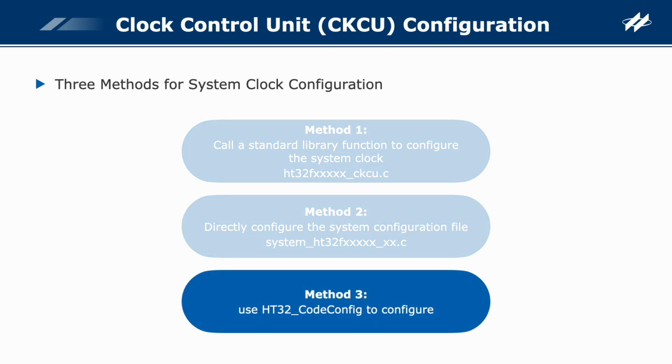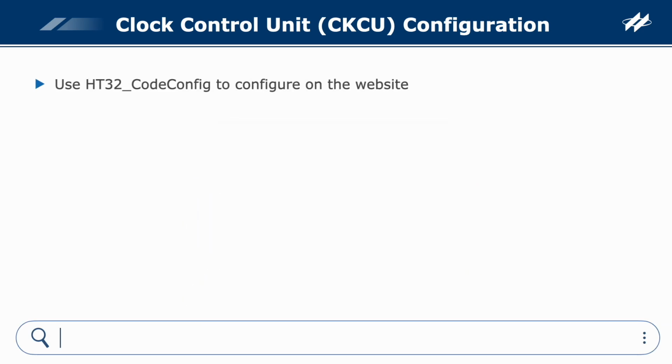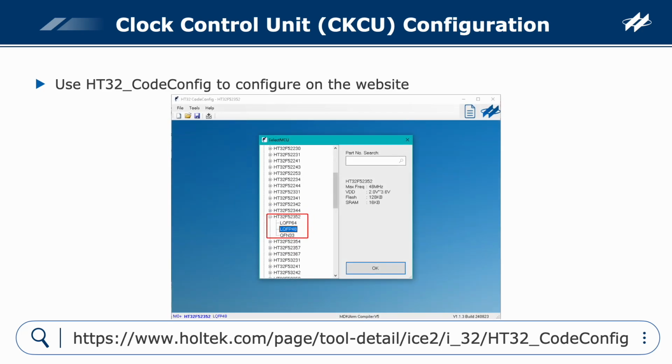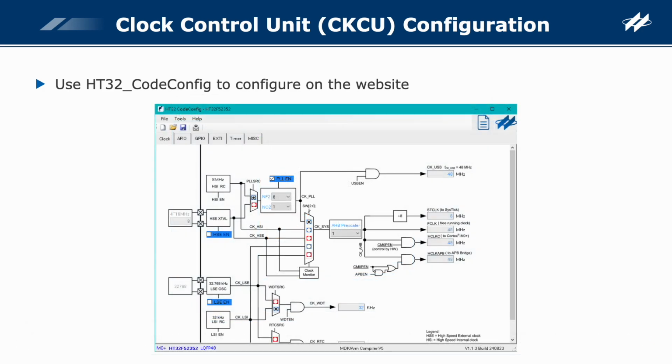Method 3, use HT32 Code Config to configure and generate the project. Use HT32 Code Config to configure the CKCU, and download HT32 Code Config from the official website. Open HT32 Code Config and select the desired MCU part number, and then click OK. Configure the CKCU and select the high-speed internal RC oscillator by default.